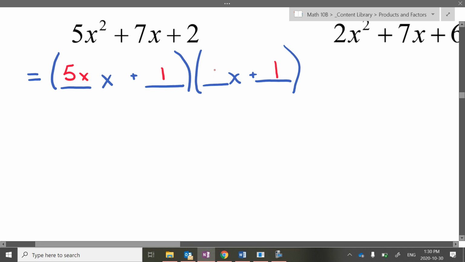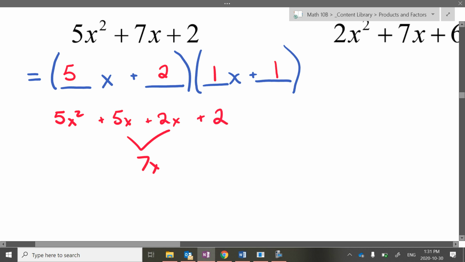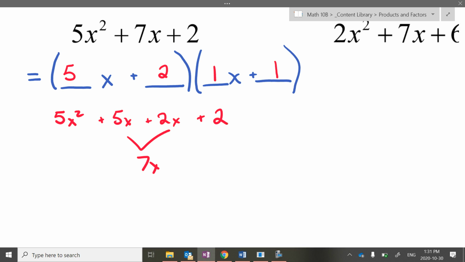x plus 1 and 5x plus 2. So if I do it this way, let's check. 5x times 1x gives me 5x squared, so that's good. 5 times 1 gives us 5x. 2 times 1 gives us 2x. Those add to our 7x's, then I get 2 times 1. Is that okay? Does that make sense? How many of you got it?